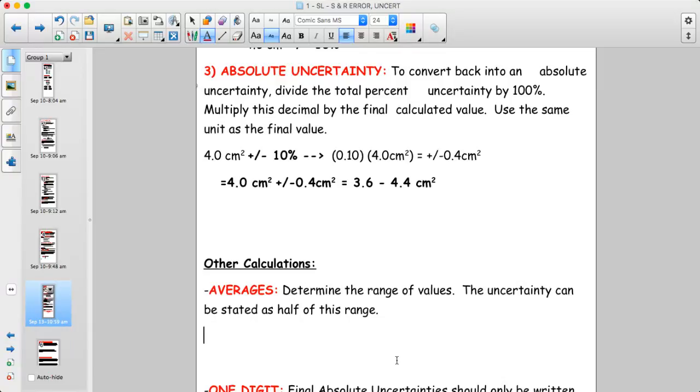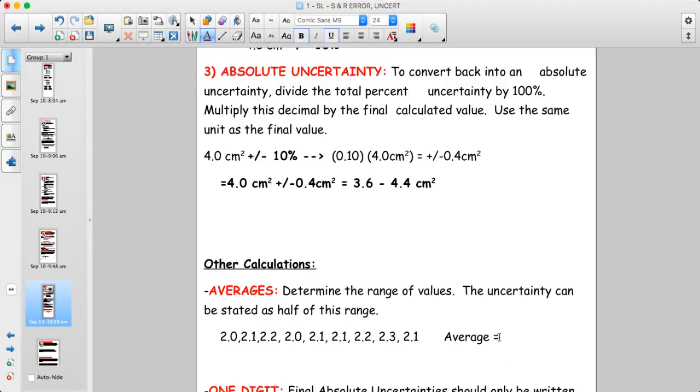Basically look at all the different measurements and divide them like you normally would, get the middle value, the average value, and then look at the range of values to get your uncertainty. Okay? So if we had a bunch of values like 2.0, 2.1, 2.2, 2.0, 2.1, 2.1, 2.2, 2.3, 2.1, right? Well, the average of that is 2.12222 repeating, so we'll call it 2.12.